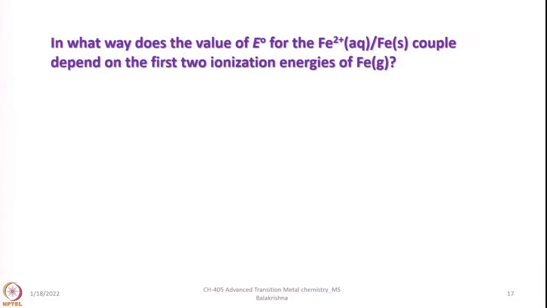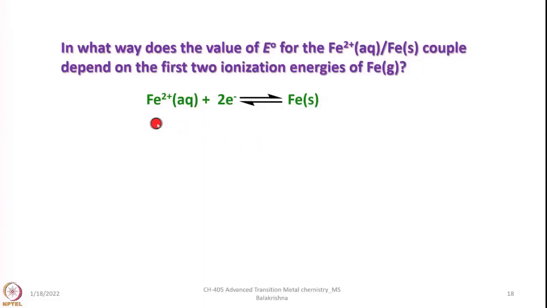And this redox potential is very, very important when we want to use these metal complexes in various applications. Let us look into this question here. In what way does the value of E naught for the Fe2 plus to Fe couple depend on the first two ionization energies of gaseous Fe? That means here one should look into the enthalpy or heat of formation of Fe2 plus. Is it comparable with the two ionization energies required to remove two electrons from the gaseous iron atom to form Fe2 plus? So, first consider Fe2 plus takes two electrons in a reversible fashion to form Fe.